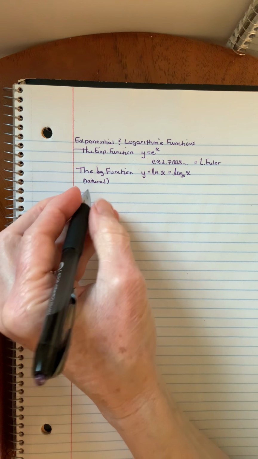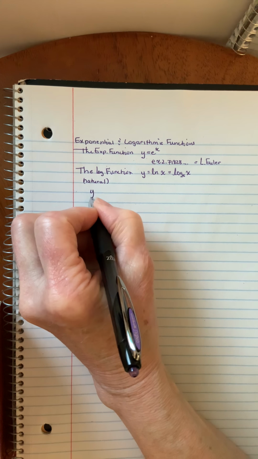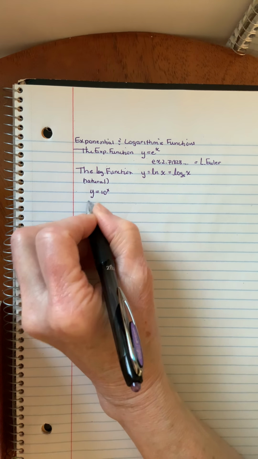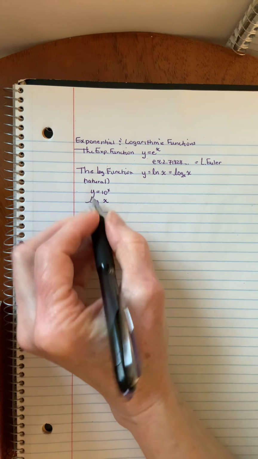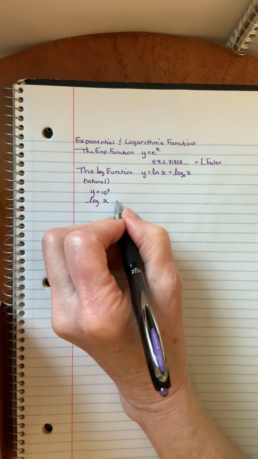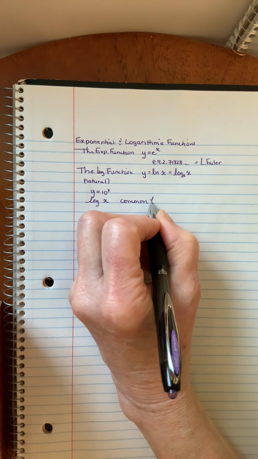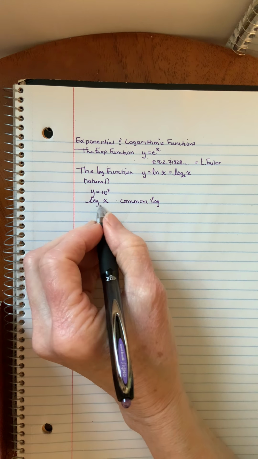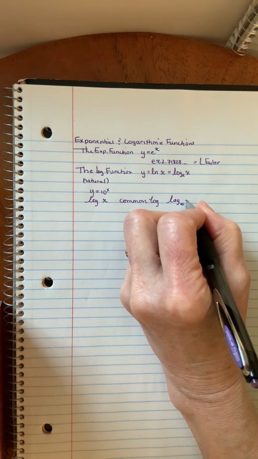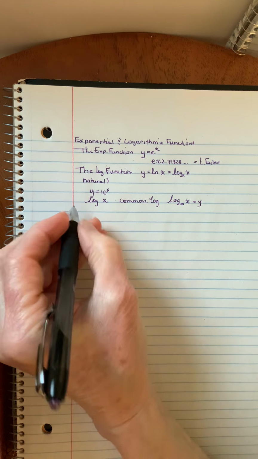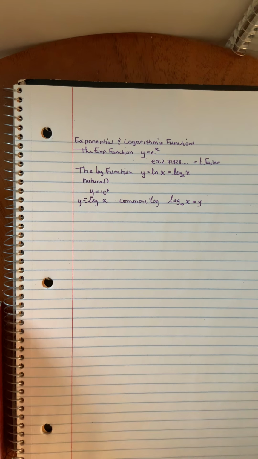There are some other log functions and exponentials. You've got things like y equals 10 to the x, and then you could have log of x. And this one, this is called a common log. Base 10 is what it's considered. It is log base 10 of x. So if I make it into a function, which I had not done, let me do that. That is called a common log.